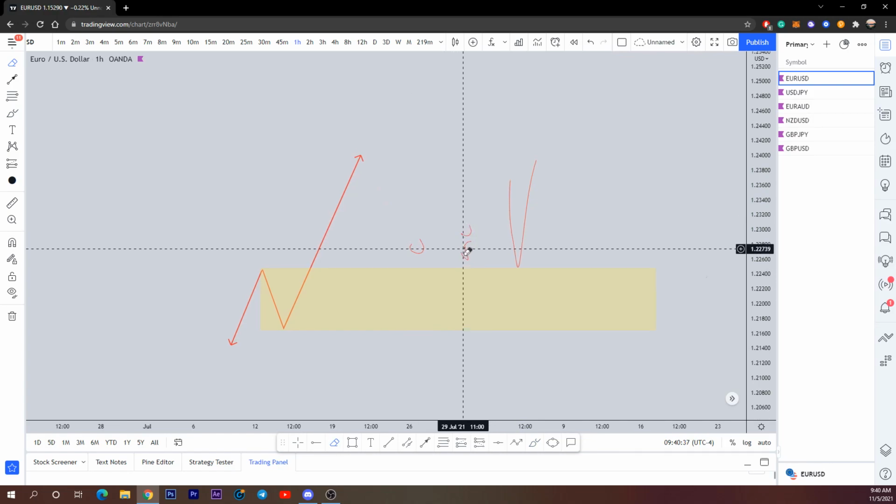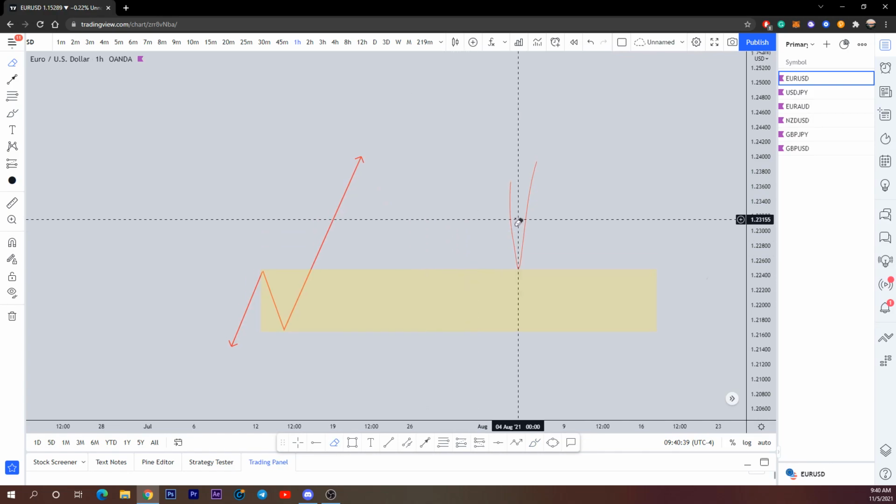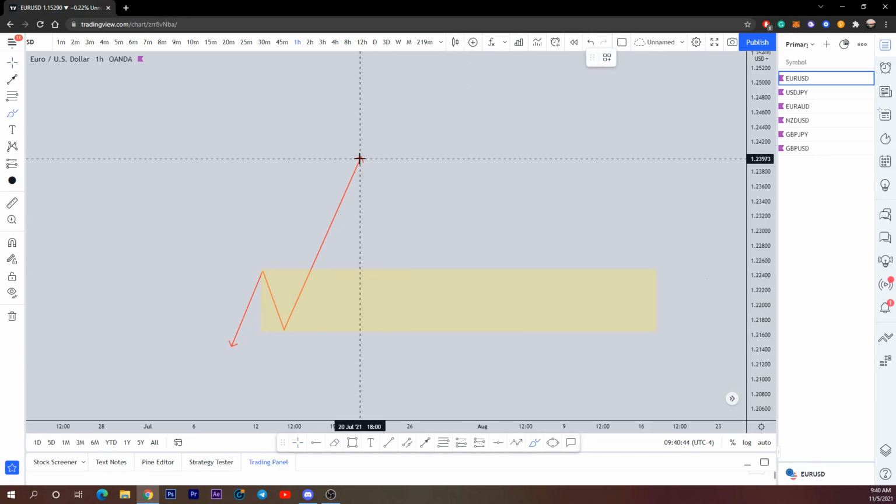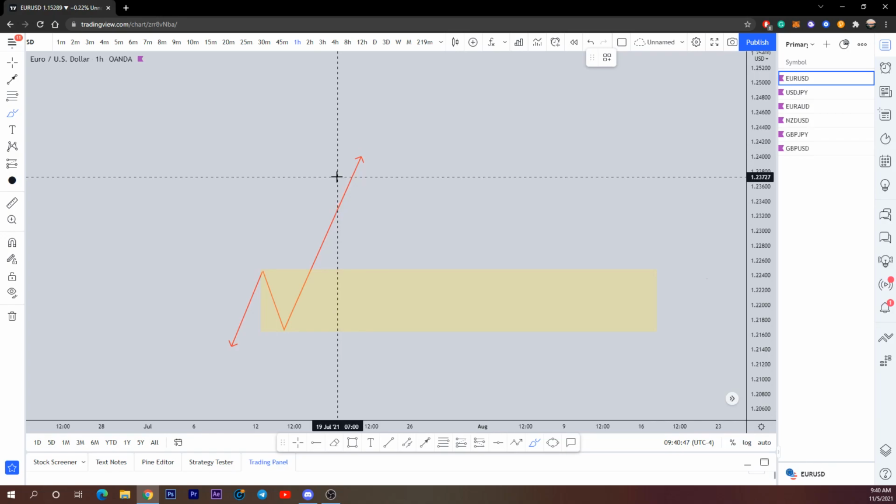Now, I'm not saying the market always comes into the demand, because sometimes you'll have a demand area and the market would do something like this, right? This is rare, right? Most of the time, market is going to trade inside a demand area. That's where they want to target, right?